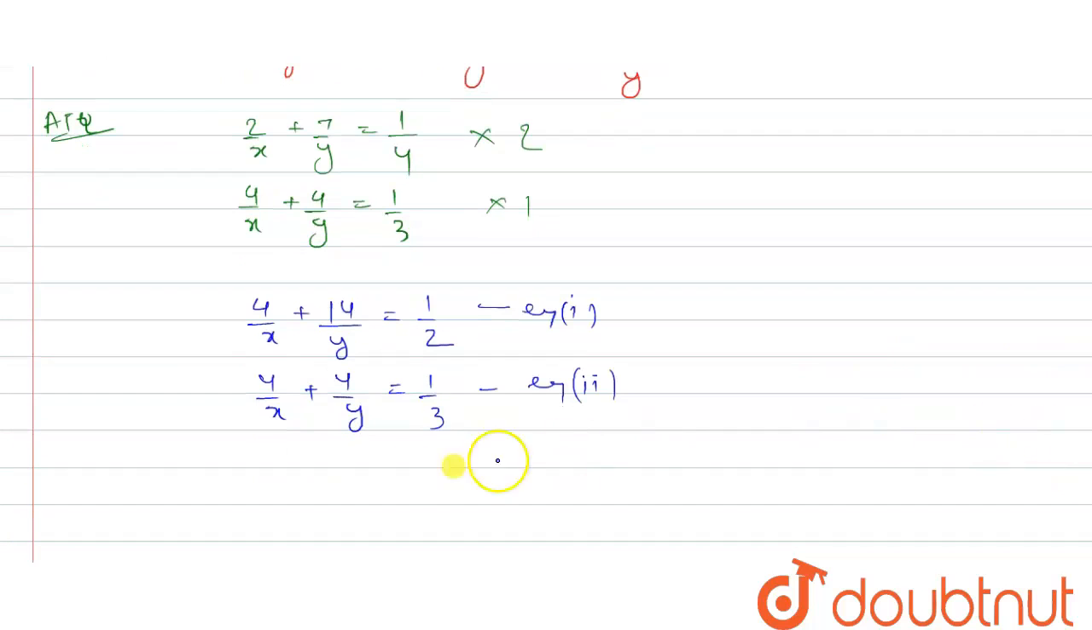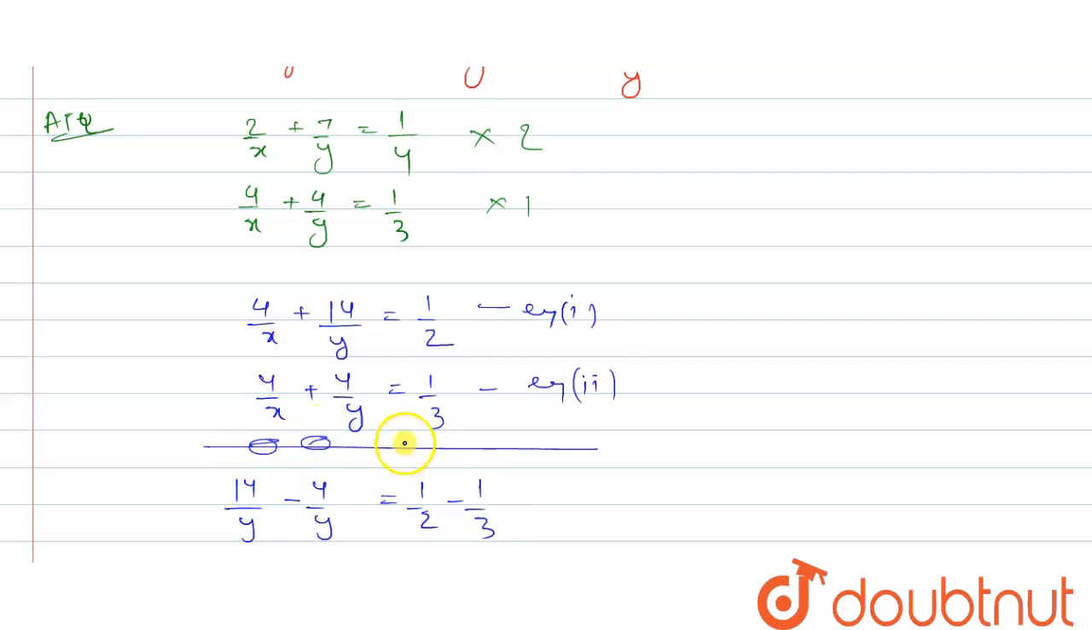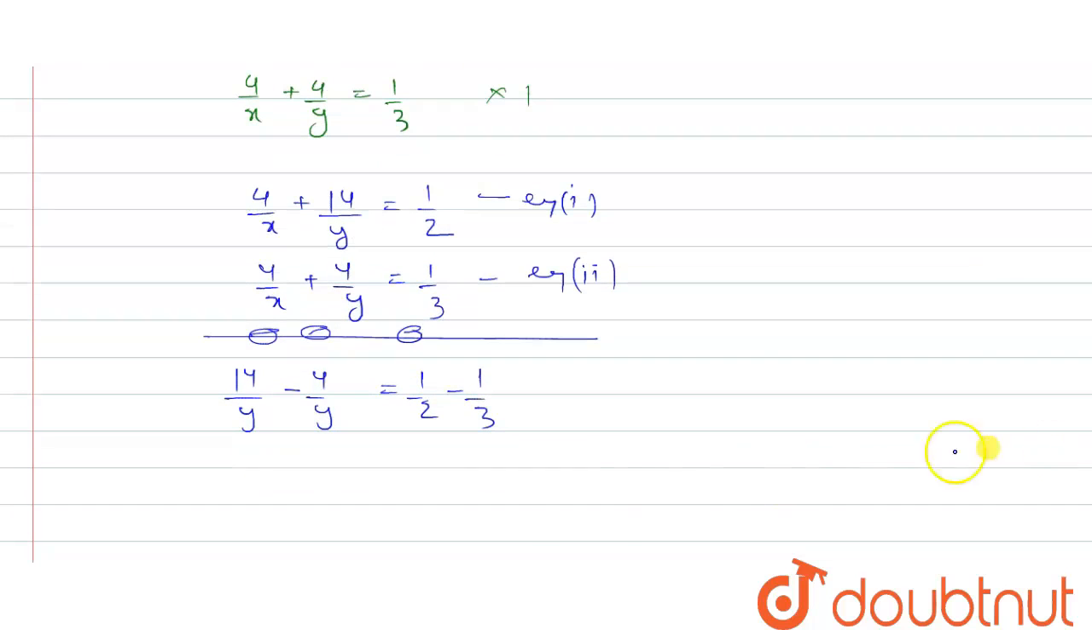We will subtract the equations. We will get 14 upon y minus 4 upon y is equal to 1 upon 2 minus 1 upon 3. On solving this, we will get 10 upon y equals 1 upon 6. This implies y equals 60. We will put y equals 60 in the above equation.